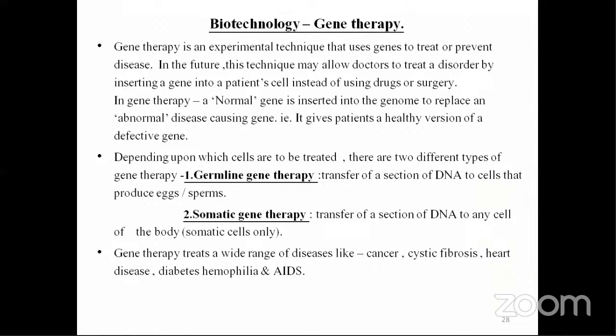Then biotechnology in gene therapy. I told you a normal gene can be inserted in place of the abnormal gene or the gene which may cause some disease. Clear? Now this can happen in two ways. One, germline gene therapy, that means in the reproductive cells, that is transfer of a section of DNA to cells that produce eggs or sperms. And somatic, that means it can be transferred to any cell of the body, that is the somatic cells only. Okay, gene therapy treats a wide range of diseases like cancer, cystic fibrosis, heart disease, diabetes, hemophilia, and AIDS.